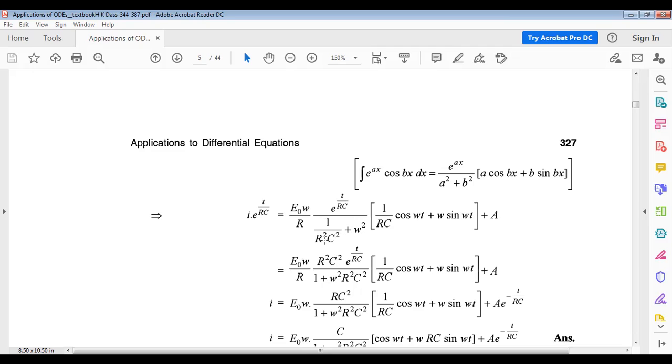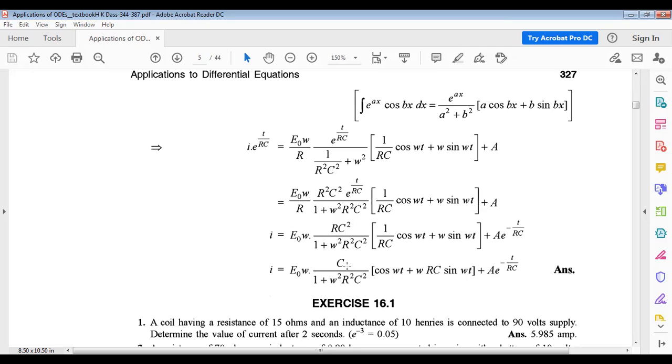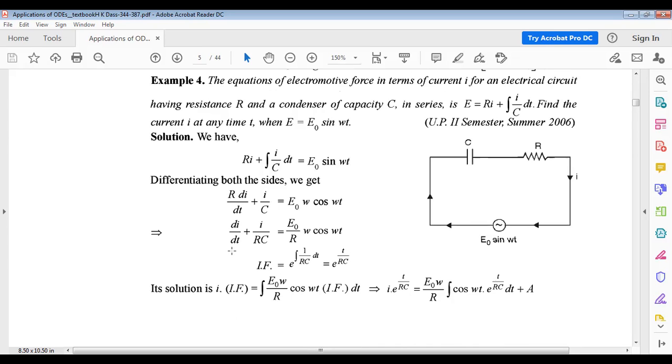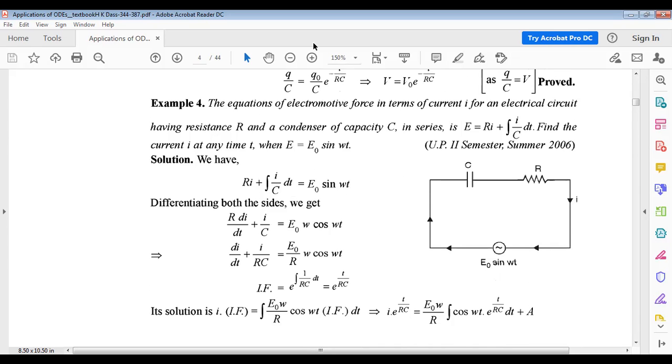R square C square is the LCM here. So we get this one. Then after calculation we can write this one. After dividing by e to the power t by RC, this will be cancelled after division, and we get A into e to the power minus t by RC. So I equals to, can be written as this, is the actually required solution for the given differential equation.